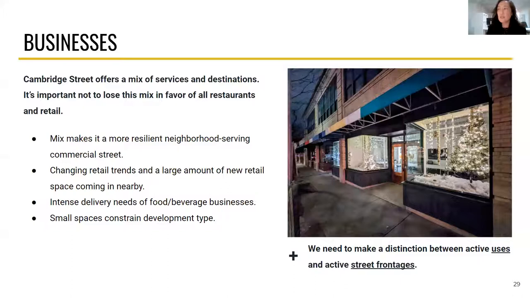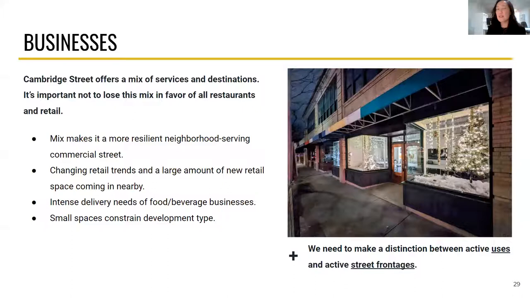The other thing that's really important though is that we need to make a distinction between active uses and active street frontages. So for example, the picture here is from the architecture firm on Cambridge Street that took over the old toy store. We heard a lot about it, but their windows are actually active street frontages. They do have a relationship with the street.